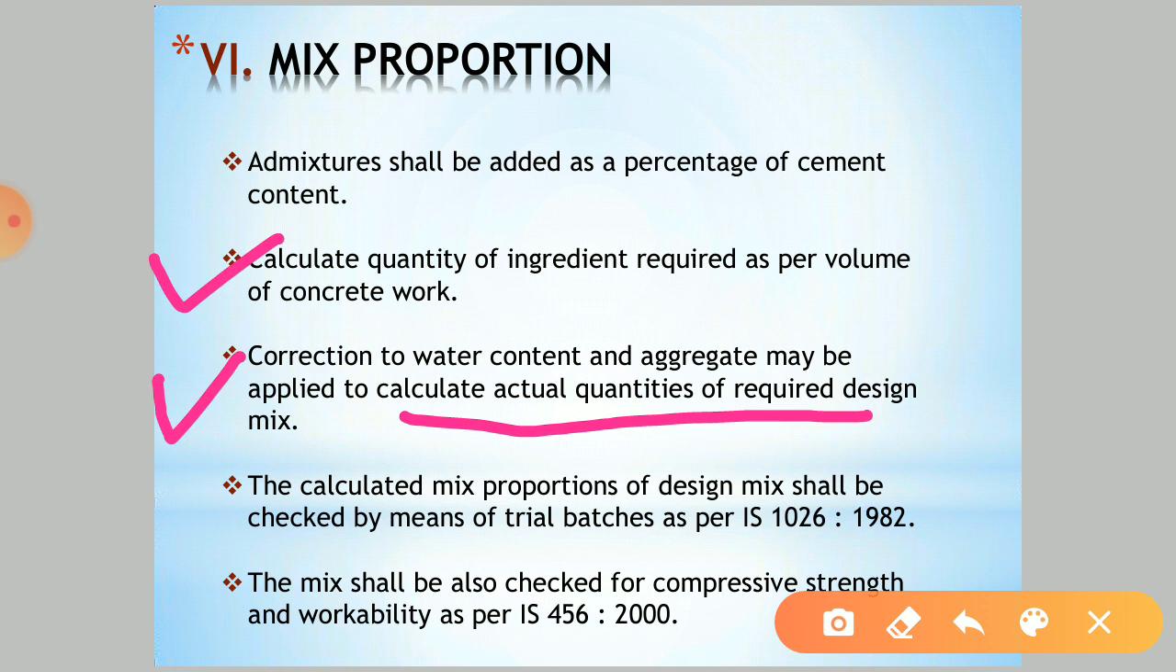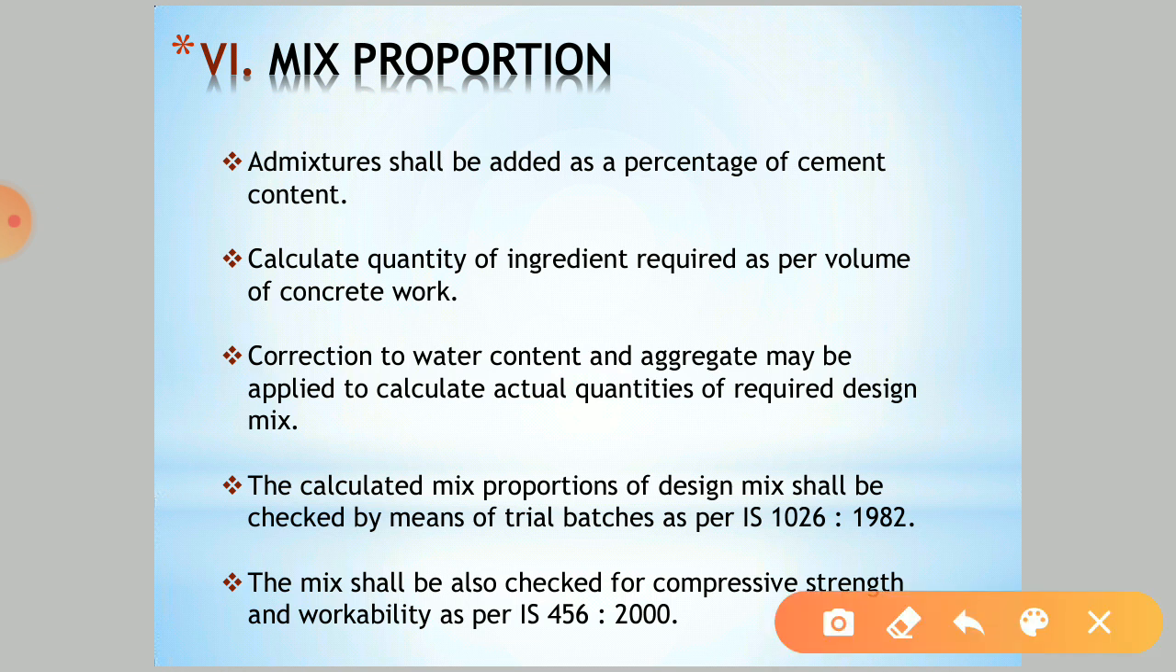Next, the calculated mix proportion of the design mix shall be checked by means of trial batches. Okay, you have to check whether the mix proportion you have calculated is delivering the specified results or not. You have to cast the cubes and check the compressive strength at 28 days to see whether the design mix is good or not.